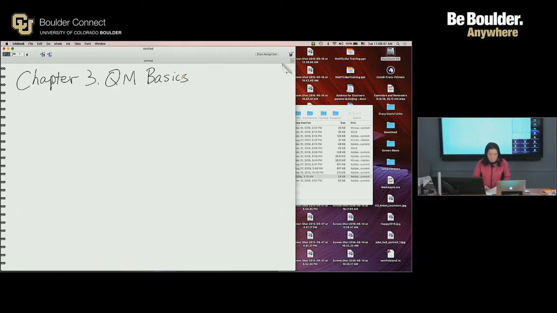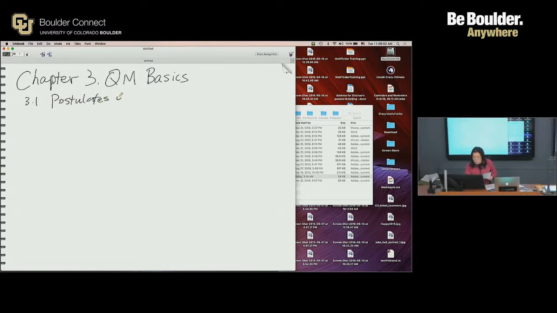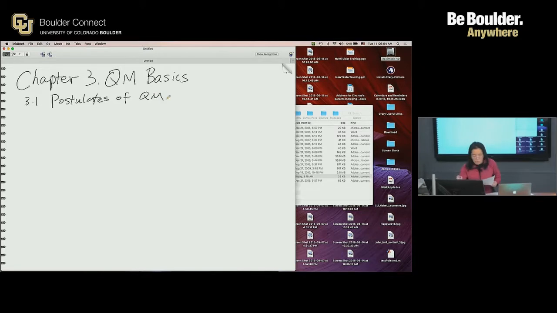Okay. So for this, let me quickly go through this first. 3.1. We call it a postulate. Postulates of quantum mechanics. So there's a few things. The first one is, why do I keep hearing some noise?